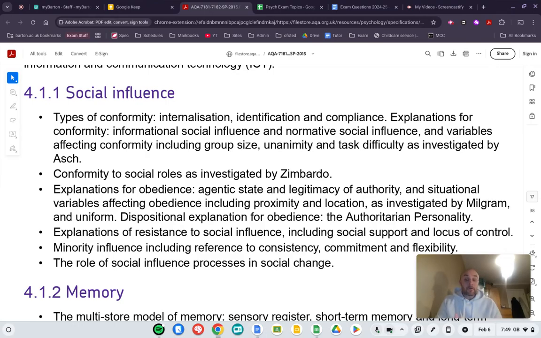Now, minority influence is a big bullet point. Yes, consistency, commitment, flexibility, but you've also got snowball effect, you've got augmentation principle, you've got Moscovici, who, whilst not named in the specification, and you're not going to get asked a question specifically on Moscovici, but you really do need to know him. The last one is the hardest bullet point, and it's probably the one you should be focusing on. Not necessarily the most, but you need to know what is meant by the role of social change or social influence processes in social change.